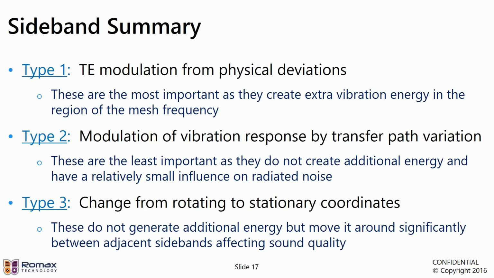Type 2, which are those modulation of the response by the transfer path, are less important. You're not creating additional energy, you may be moving it around a bit. They also have a relatively small influence on the radiated noise in general. Type 3 are those changed from the rotating reference frame to the stationary reference frame. Again, these don't generate additional energy, but they do move it around, and they move it around significantly. Even, like I mentioned, in a perfect system, there could quite easily be a situation where you would see no vibration or noise at all at the mesh frequency. It would all be at one sideband or a pair of sidebands around the mesh frequency.